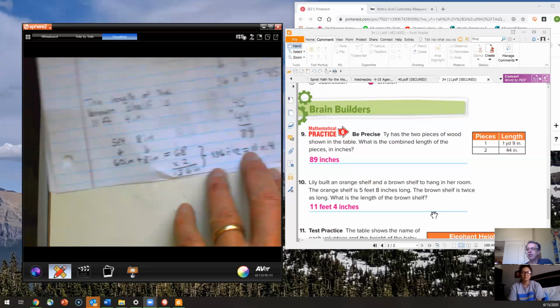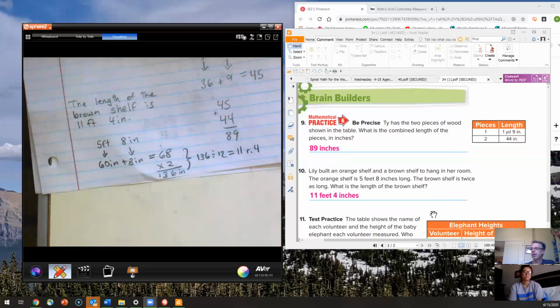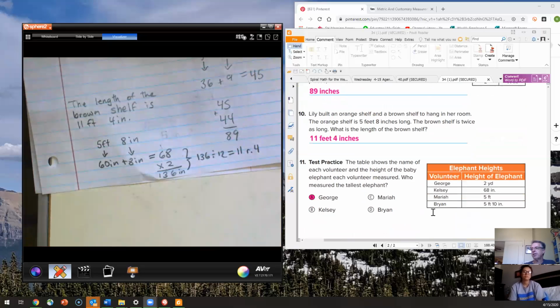So make sure that you're checking all your work. If you made any mistakes, see where you might have gone wrong. Right here, boys and girls, we have our test practice. The table shows the name of each volunteer and the height of the baby elephant each volunteer measured. Who measured the tallest elephant? Now, if you look at these, you notice that you got some in inches, some in yards, some in feet, and some in inches and feet. So basically what you want to do here is change these all into the same unit of measurement.